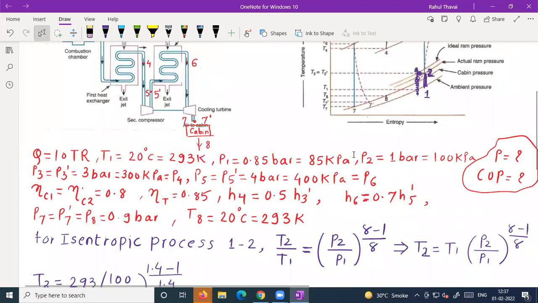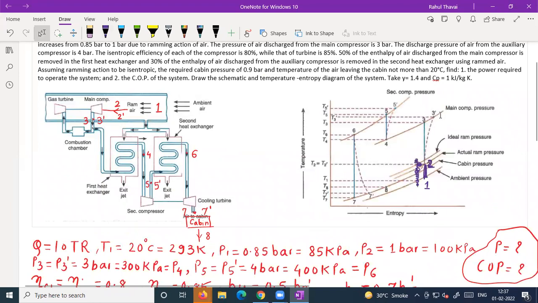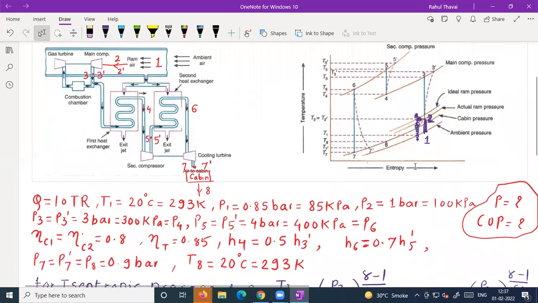Now, when you go to point number 3 dash, try to understand 3 dash. You can't apply such a relation for 2 to 3 dash because 2 to 3 dash is not isentropic, right? You can't apply it. But this 2 to 3 dash indicates that the compressor is not 100% efficient.